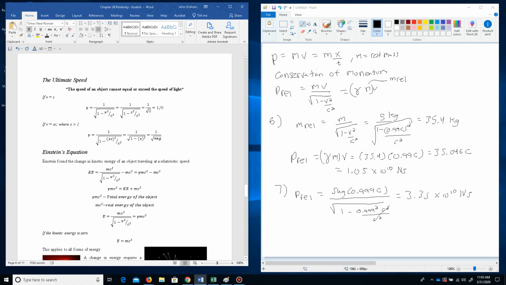Alright, so the ultimate speed, that is the speed of an object, cannot equal or exceed the speed of light. So what if we assume that v equals the speed of light? Well, we get 1 over the square root of 1 minus v squared over c squared. When we do that, we end up with 1 minus c squared over c squared, which is 1. So you have 1 minus 1, which is 0. So you end up with 0 on the bottom. And we really can't divide by 0. So this creates that limitation there.